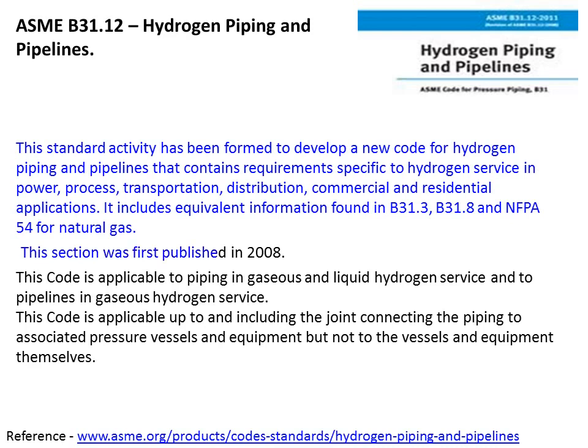This section was first published in 2008, that is quite early. This code is applicable to piping in gaseous and liquid hydrogen services and to pipelines in gaseous hydrogen services. This code is applicable up to and including the joint connecting the piping to associated pressure vessels and equipment, but not to the vessels and equipment themselves.